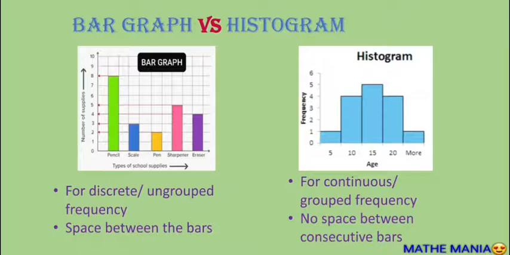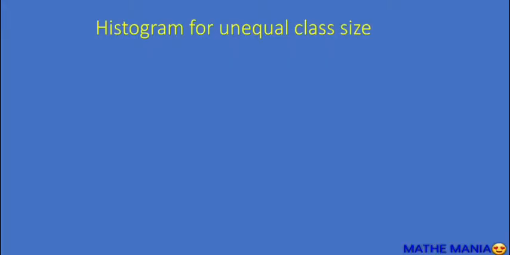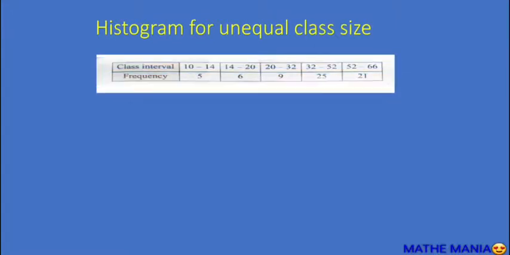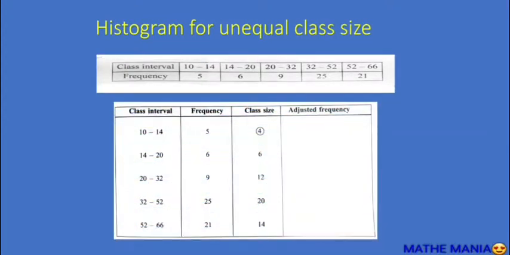You have already learned how to make the histogram when all the class sizes are same. Today we are going to learn how to make a histogram when the class sizes are not same. So let us consider this example. In this example, you can easily see that the class sizes are not same. For this type of situation, we are going to make a table containing 4 columns. We are going to add 2 columns here, that is class size and adjusted frequency.